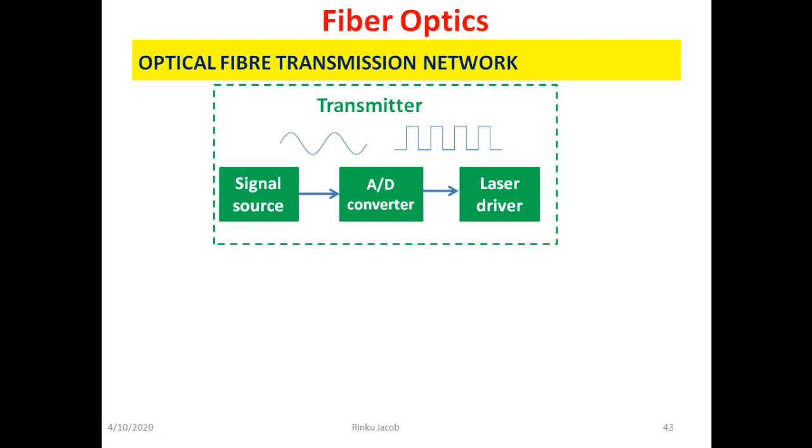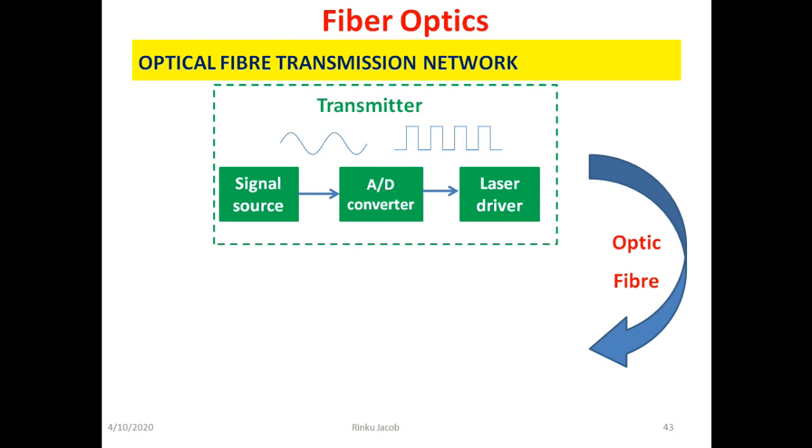At the transmitter end, the analog signal from the source is first converted into digital form using an analog to digital converter, that is ADC. The output of the ADC is fed to the laser driver which converts the digital electrical signals into digital light pulses. Now for transmitting these light signals, we make use of optic fibers. So the output of the laser driver is fed to the optic fiber channel to transmit the signal.